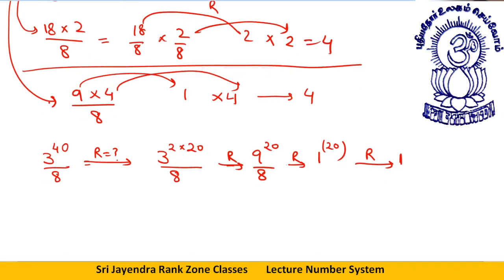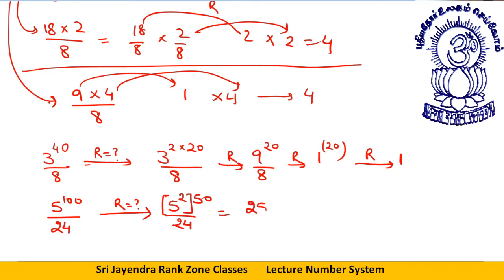Suppose someone asks me 5 raised to power 100 divided by 24. What will I do now? Somebody asks me what is the remainder. I know 5 raised to power 100 can be written as 5 raised to power 2, raised to the power 50, divided by 24. What is 5 raised to power 2? It is 25, so 25 raised to power 50 divided by 24.